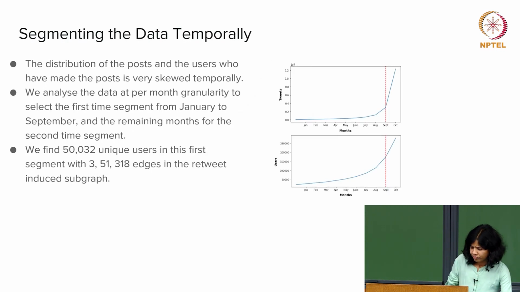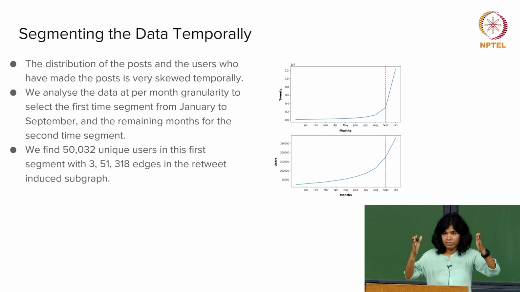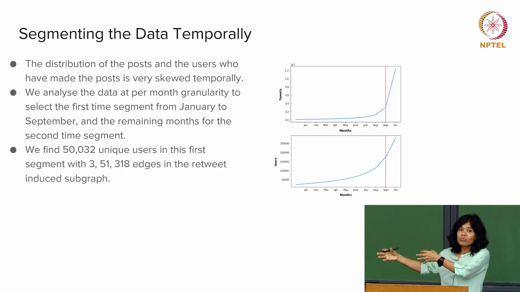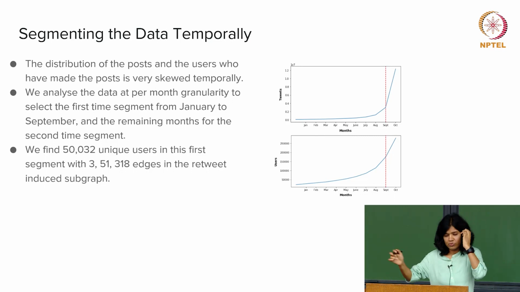Now, in order to run this SPA process, you need two time segments. This is time segment 1, and these were your initial seed users. Now what will happen in time segment 2? Who will churn, or who will become hateful in the next time segment? So how do we segment?